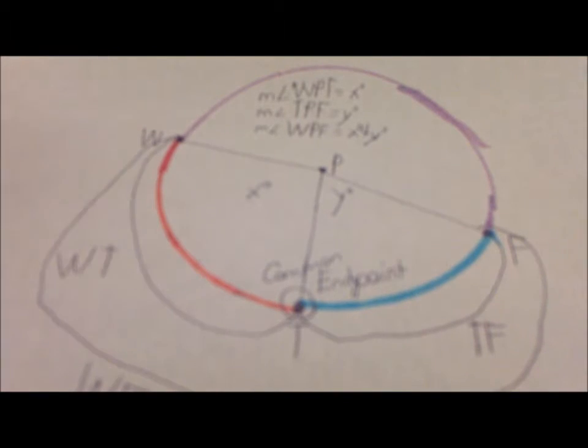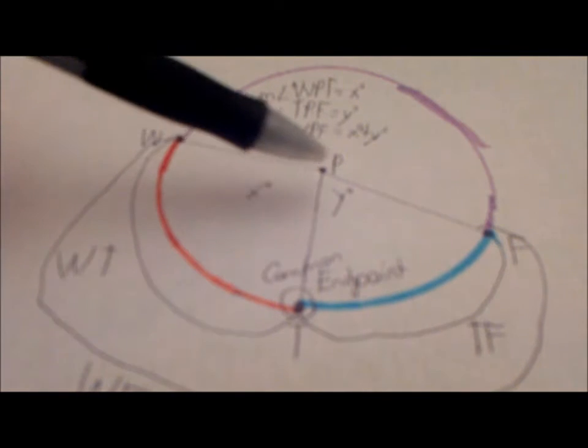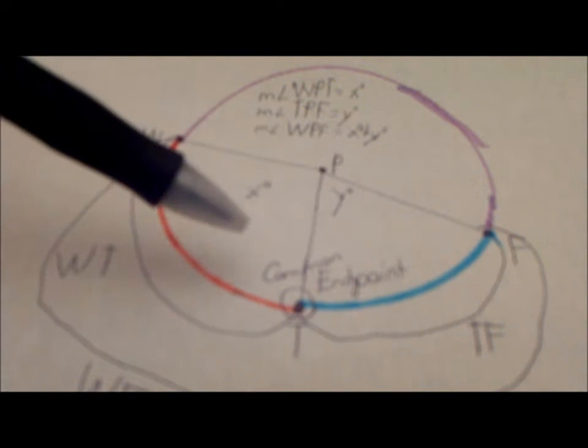Arcs can also be congruent by having the same measure. So if x equaled y, then the arcs would be congruent.